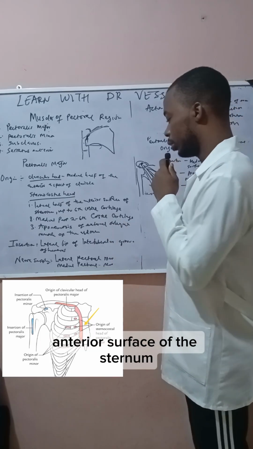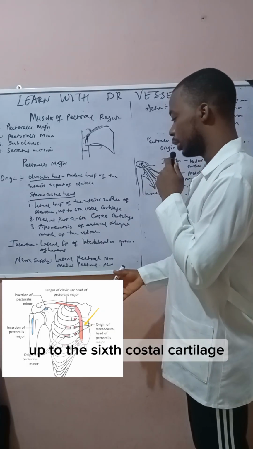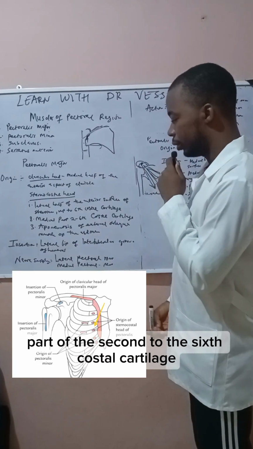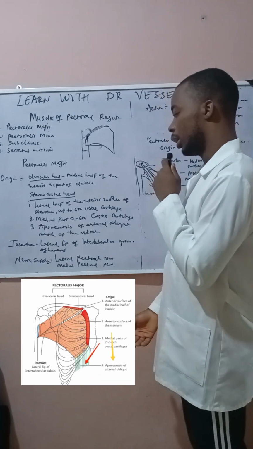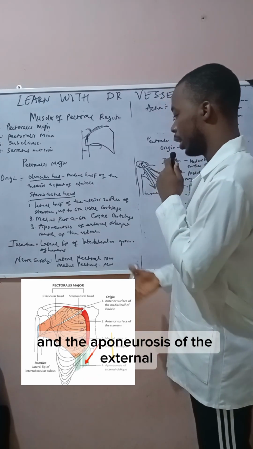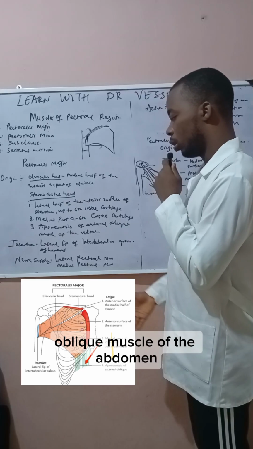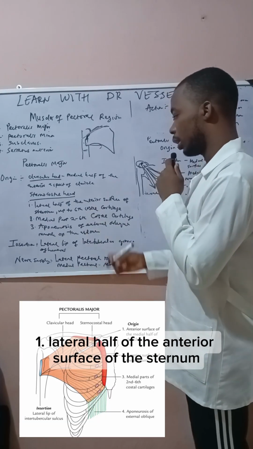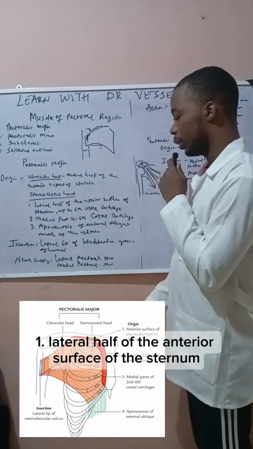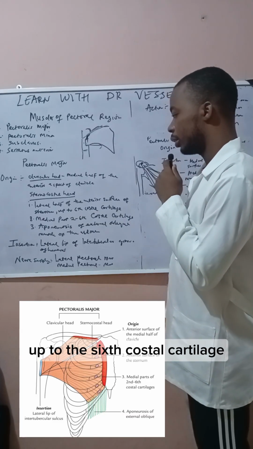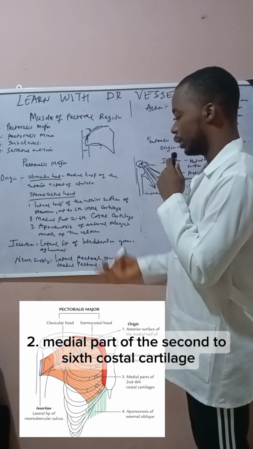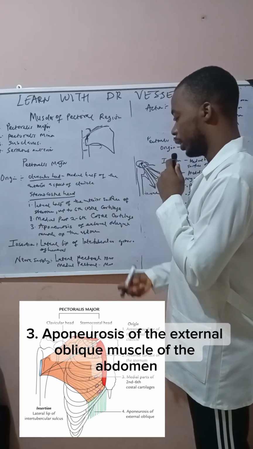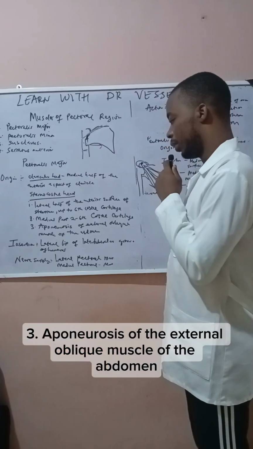the anterior surface of the sternum up to the sixth costal cartilage, and the medial part of the second to the sixth costal cartilage, and the aponeurosis of the external oblique muscle of the abdomen. It arises from: one, the lateral half of the anterior surface of the sternum up to the sixth costal cartilage; two, the medial part of the second to sixth costal cartilage; three, the aponeurosis of the external oblique muscle of the abdomen.